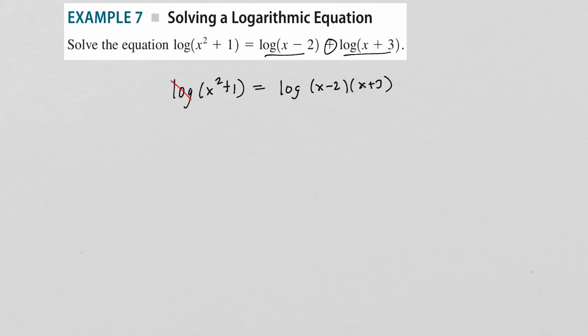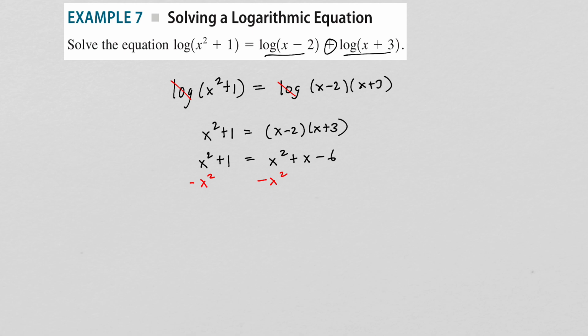So we talked about this previously, but what I can do is just drop the logs here. And that gives us x squared plus 1 is equal to x minus 2 times x plus 3. From here, we'll go ahead and multiply out the right-hand side. And then now from here, we can subtract x squared from both sides. And that's going to give us 1 equals x minus 6. And then solving for x here, we get x equals 7.